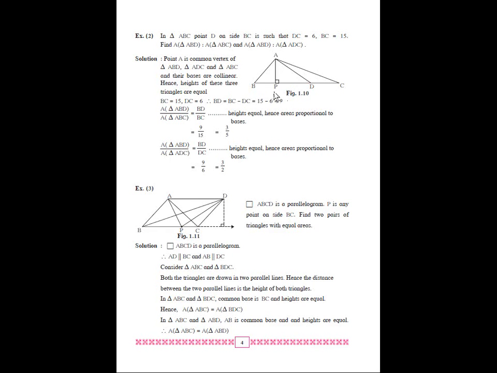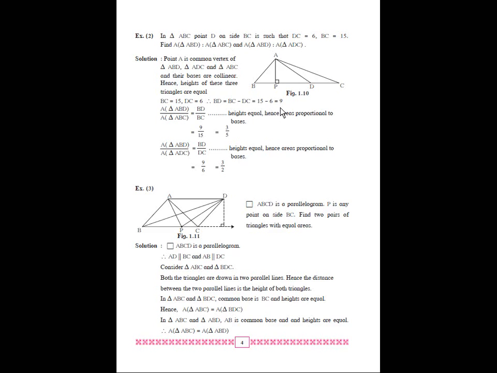So to find the different ratios, we don't have the value of BD. So your first task is to find out the value of BD. How to find out the value of BD? As you have the value of BC equal to 15 and you have the value of DC, when we subtract BC minus DC, we will get the value of BD. That's why BC is equal to 15, DC is equal to 6, so 15 minus 6 is equal to 9. So BD is equal to 9.